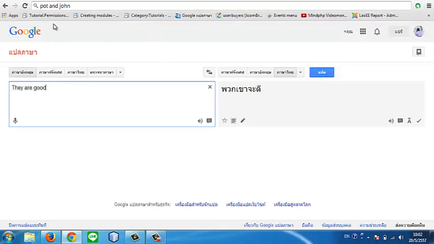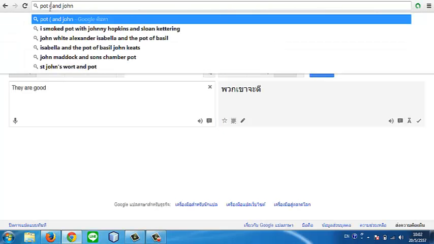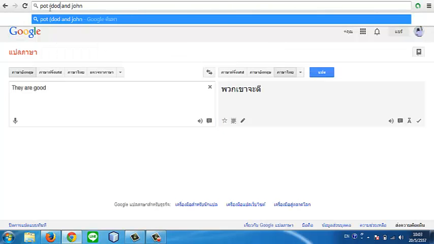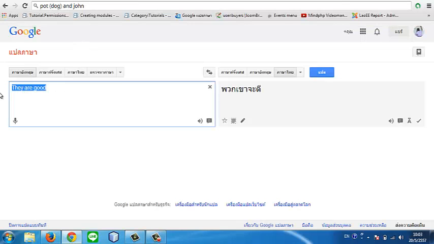Now, let's use this as an example. Pot is dog, and John. Now, when we use it into a first person, I and pot. Now, this one is the first person. I and pot go to garden.